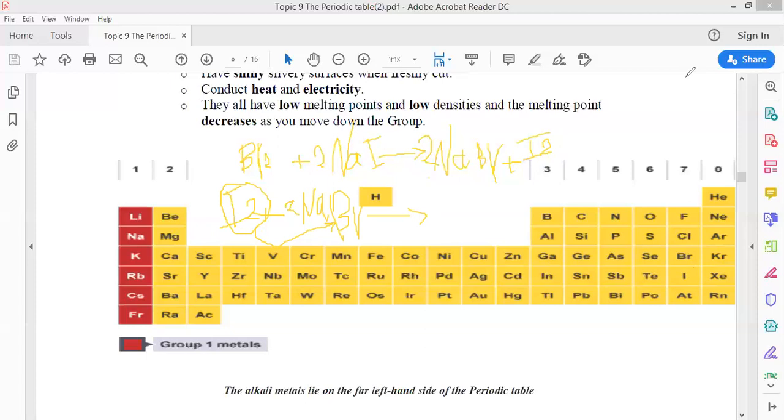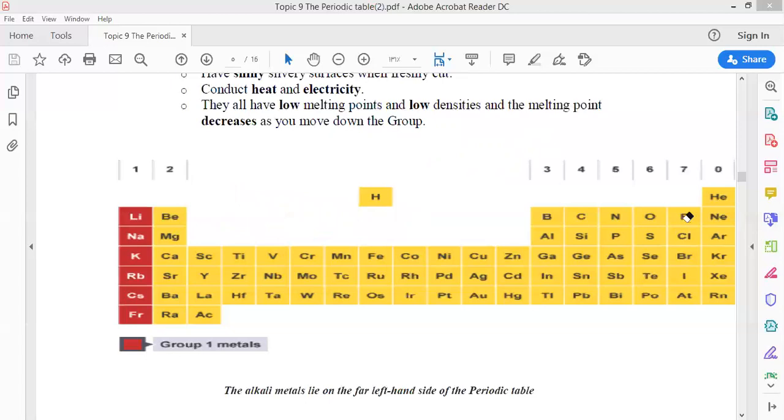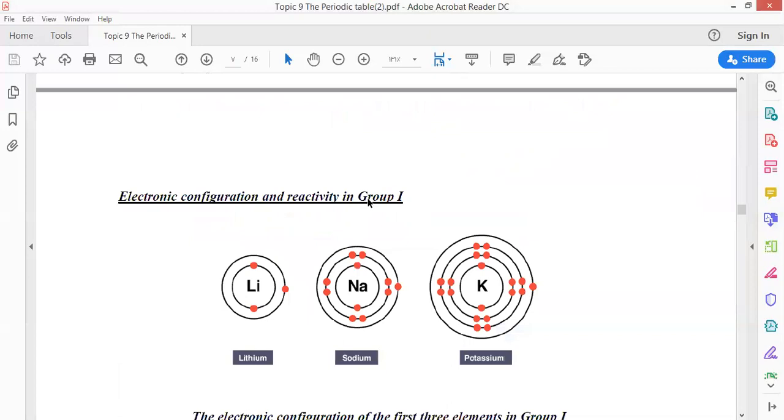This is what I'm talking about now. As you see here, in group number 7 of the periodic table, fluorine is more reactive than chlorine and can take the place of chlorine. Chlorine is more reactive than bromine, bromine is more reactive than iodine, and so on. This is the complete discussion of the reaction of halogens with halides.